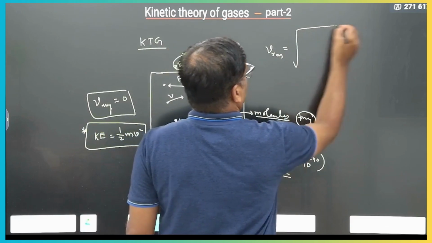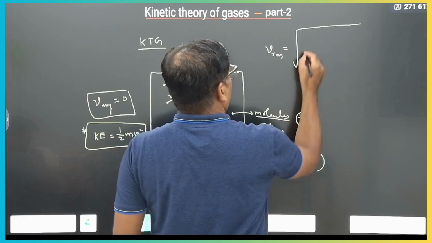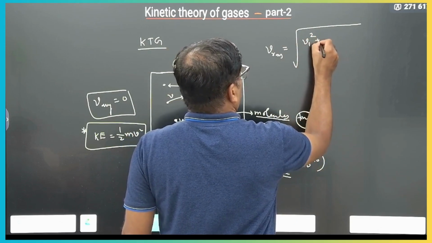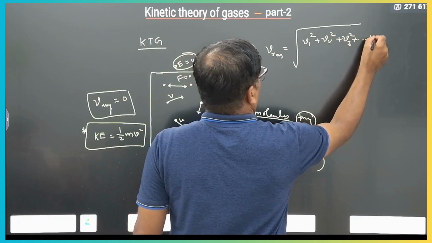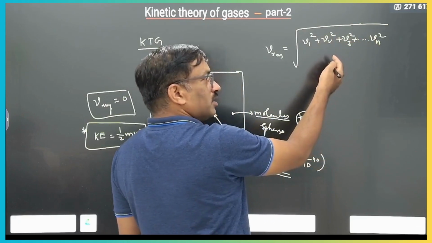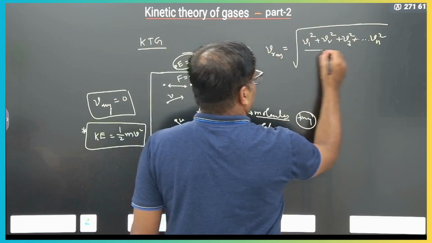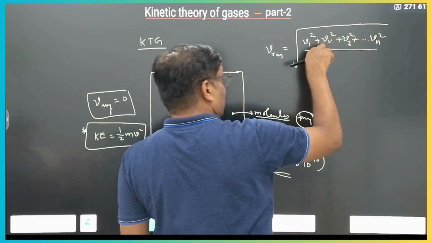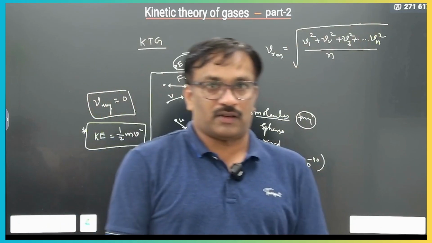That is root mean square. Mean means average, and squares means we take V1 square plus V2 square plus V3 square, and so on up to Vn square. Why are we squaring? Even if there is a negative value, the square will make it positive. We take the average of these squares, and since we already squared, we take the root to remove it. That is the RMS speed.